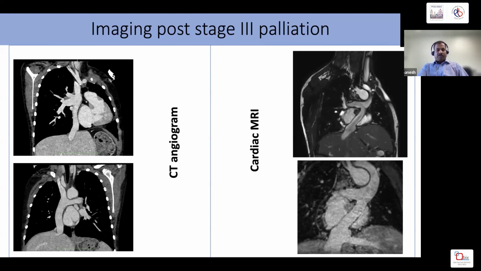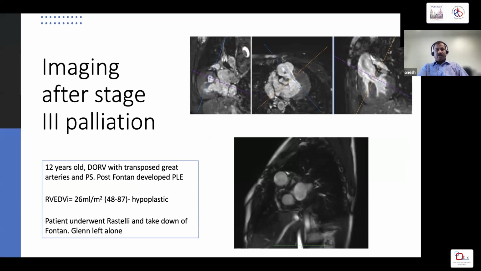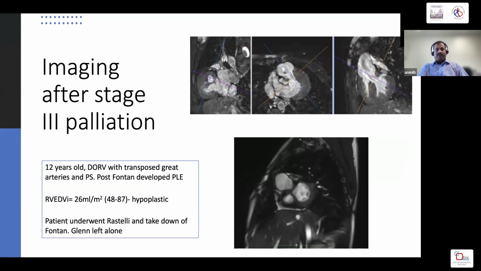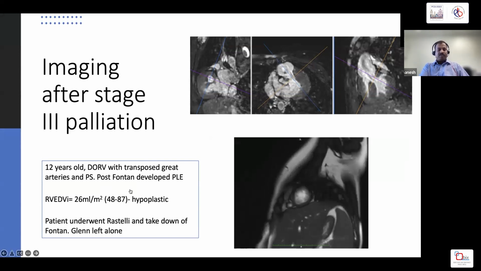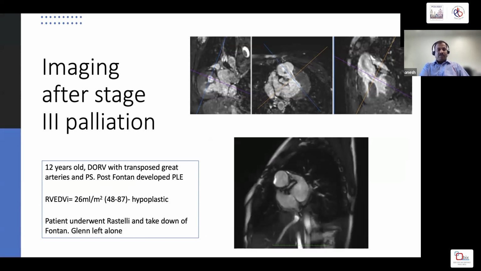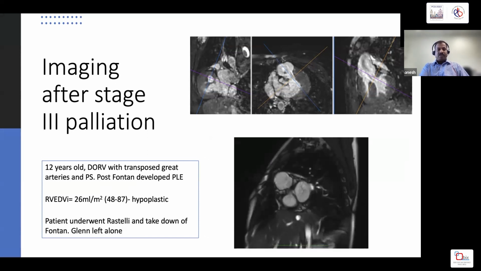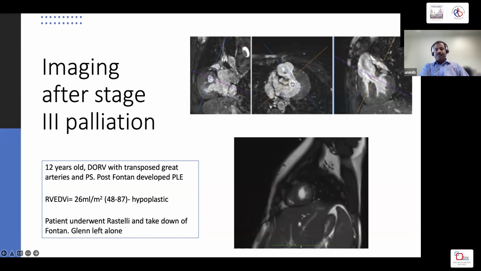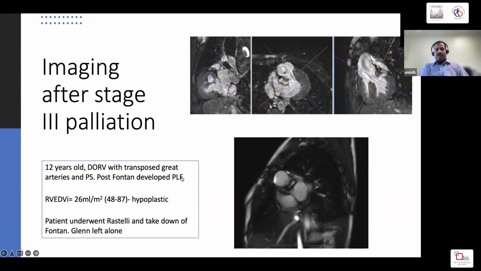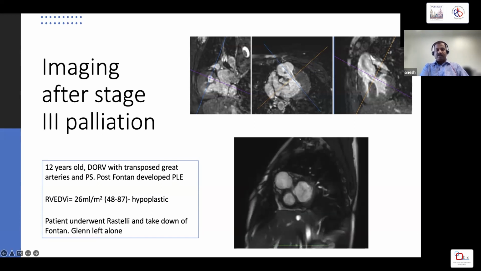This patient had protein-losing enteropathy after Fontan and hence underwent cardiac cath and MRI to see if we could convert to a 1.5 or biventricular repair. Baseline anatomy was double outlet right ventricle with transposed great arteries and pulmonary stenosis. The MRI RV end-diastolic volume was only 26 ml per meter squared, which is significantly hypoplastic. As you can see from the 3D balanced SSFP images with MPR reconstruction, the VSD was thought to be slightly on the smaller side. This patient underwent Rastelli, but the VSD had to be enlarged at the time of surgery, and as the RV was smaller, the Glenn was left alone.